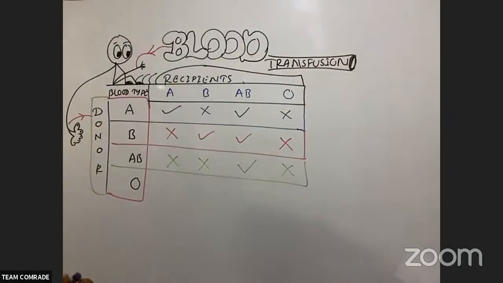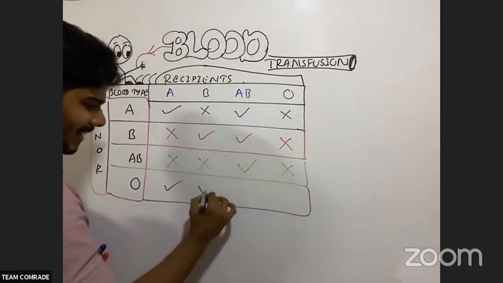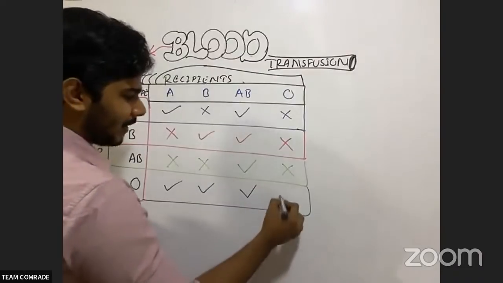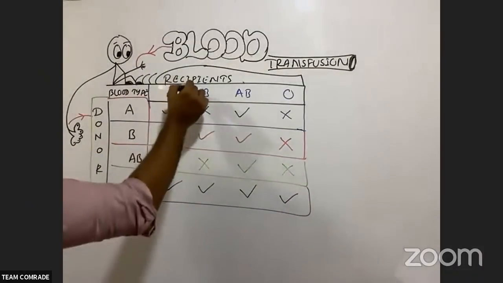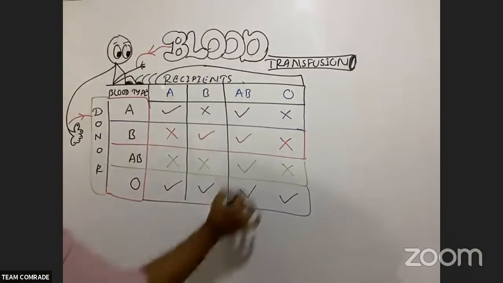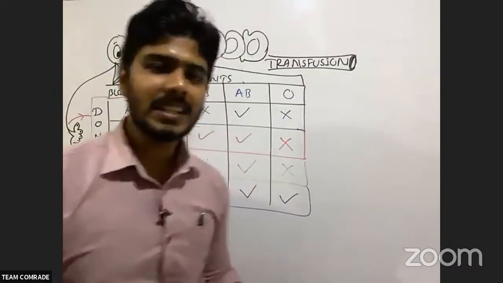But if I am O, I am a good one. How? I can give to this one, this one, this one, and this one as well. So this is how we are giving the blood. But you see, there's another thing called rhesus factor.